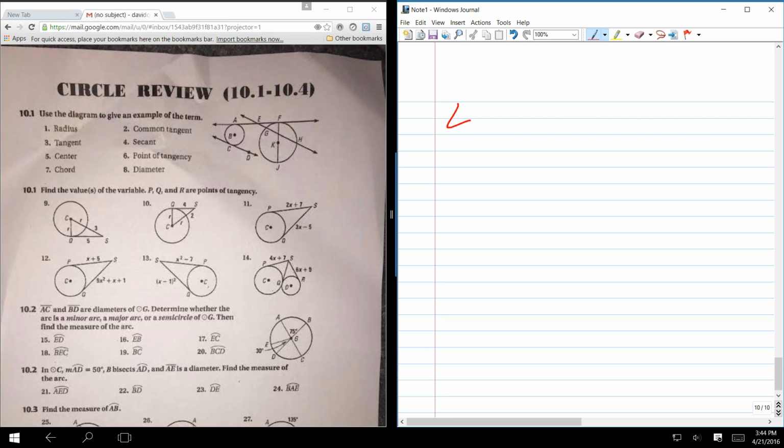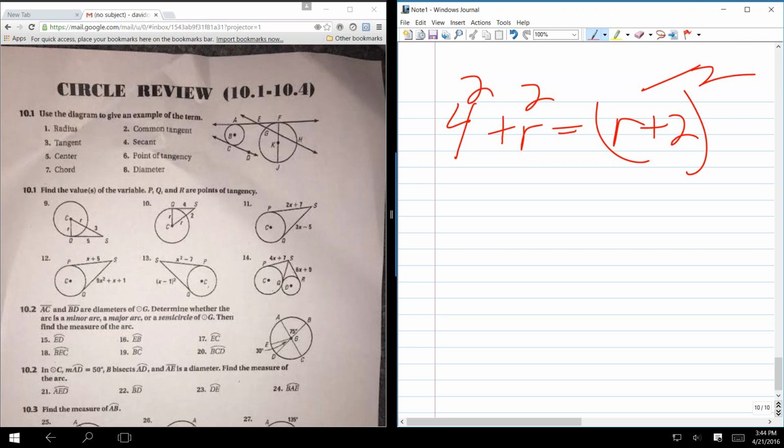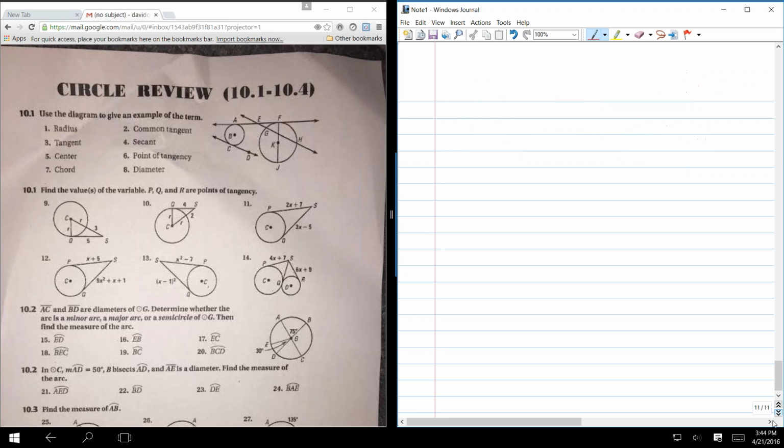4 squared plus r squared equals r plus 2 squared. And that basically becomes the same kind of problem as what we had before. Identical, in fact. When you square that, you're going to end up with an r squared term, which will cancel, and you'll end up with a linear equation that will be simple to solve for r. Okay? Let's not waste our time going through the arithmetic. Let's do 11. Let's get these set up, and I'm going to count on you being able to solve the algebra.